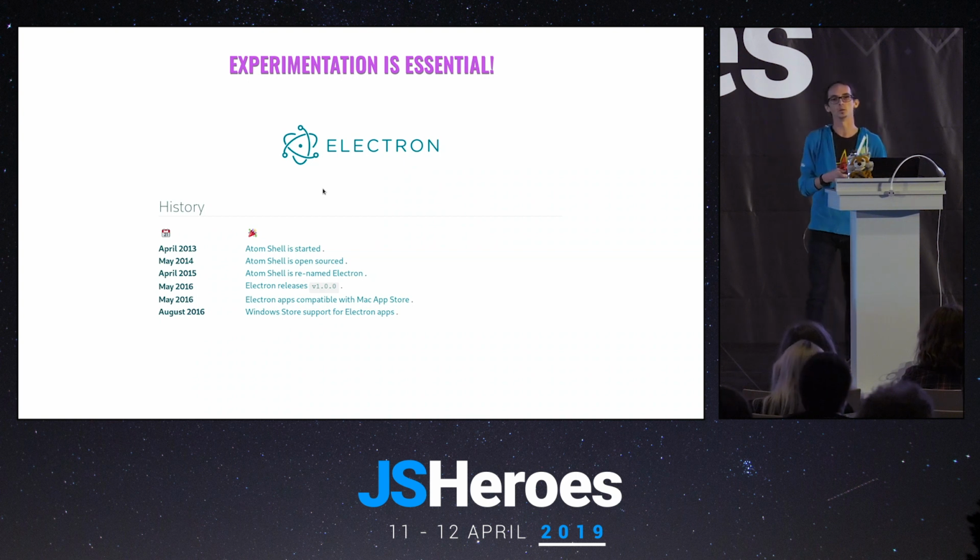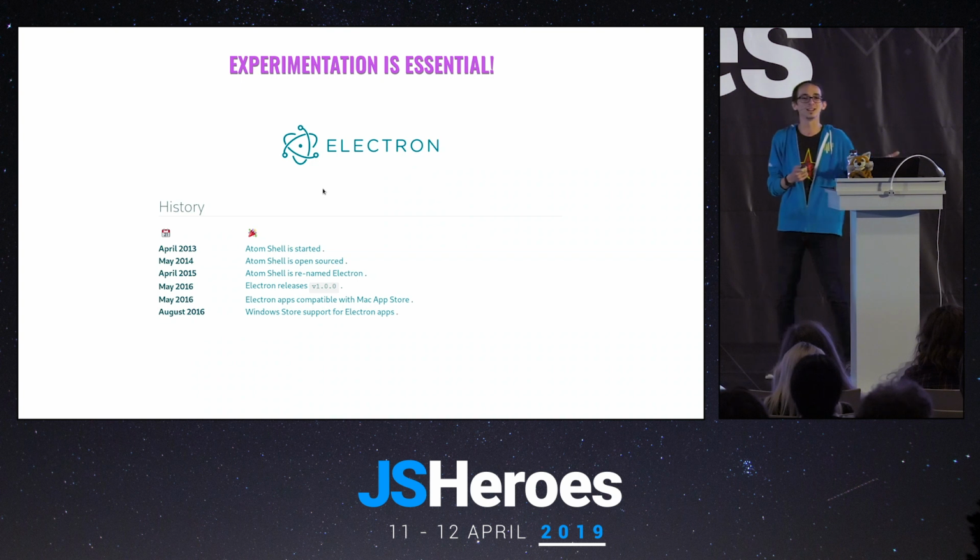What I'm getting to is that experimentation is essential, and I really am not here to steal. What I usually say to people is that the end goal of Electron is to not exist anymore, and I really don't want Shelley to not have her job anymore. But that's kind of the thing.